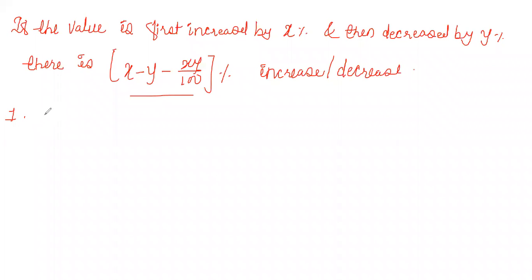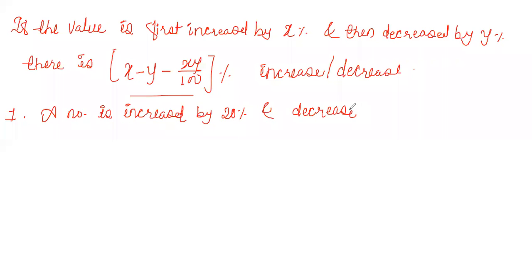A number is increased by 20%. Okay, and it is decreased by 10%. Okay, find the net increase or decrease percent. Now what we have to do at this place is find the percentage of whatever the net result is of both the increase and decrease percent. So find the net increase or decrease percentage.